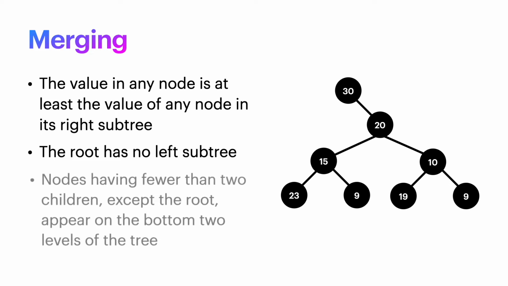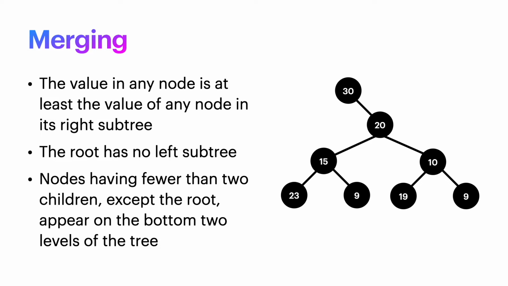And finally, you'll notice that the nodes 23, 9, 19, and 9 all have no children, so fewer than 2, and they're also on the bottom row. So rule 3 also holds. Alright, so merging is really important.